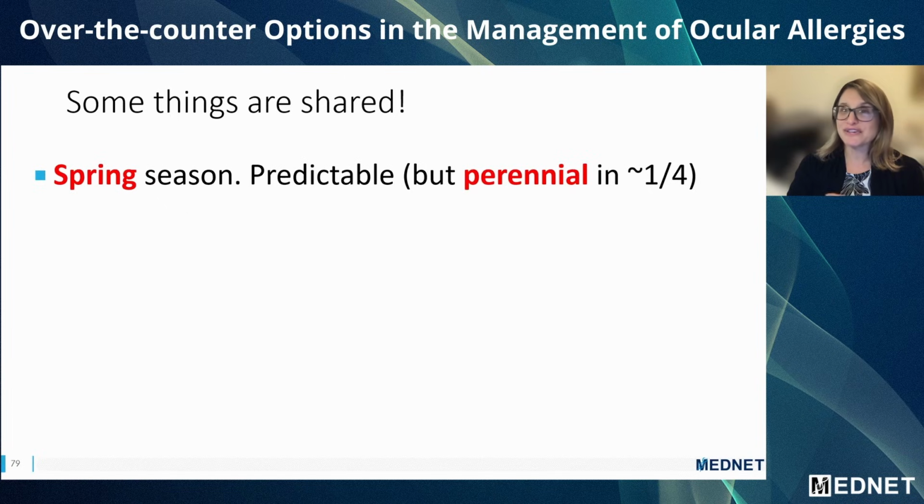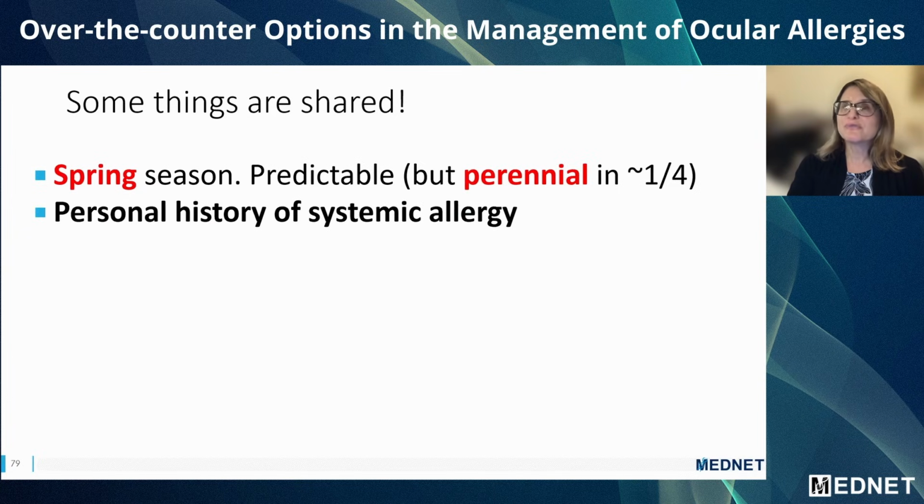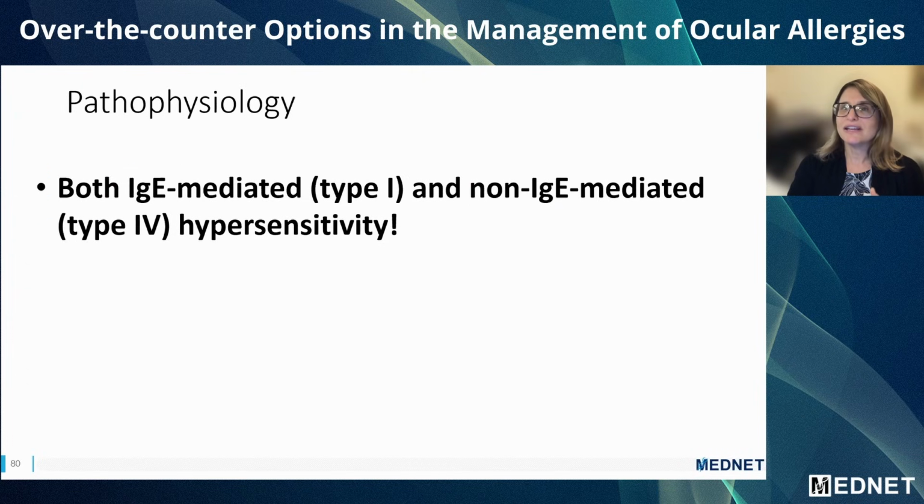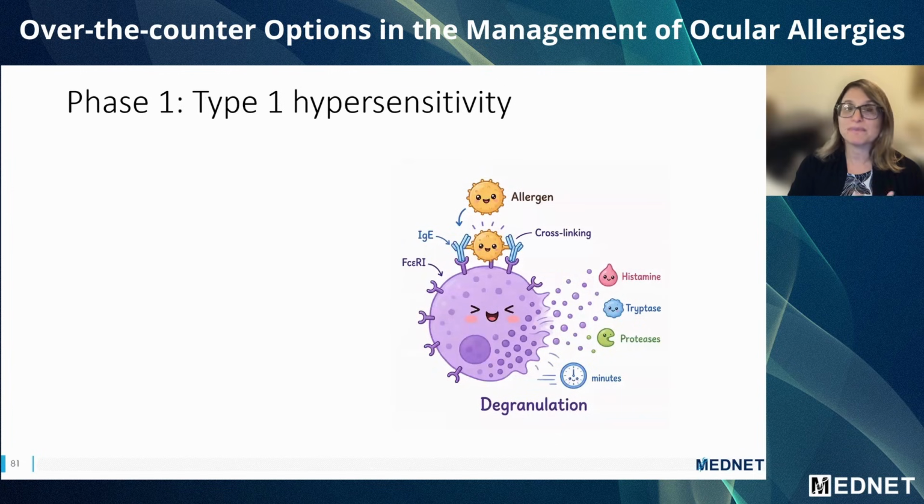Now, some things are shared between VKC and SAC in terms of this generally because it's driven by various environmental factors. There's generally a season, again, different season in different areas of the world, but generally driven in spring. So it's predictable, but it is perennial in some people. And the risk factors are shared in that many of these patients have evidence of allergy in other compartments, rhinitis, dermatitis. The pathophysiology also has some things that are shared and some things that are different. There's a type 1 IgE mediated response, but also a type 4 non-IgE mediated response. And that becomes important when we come to treatment.